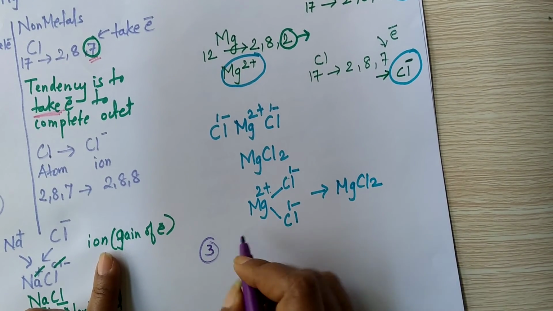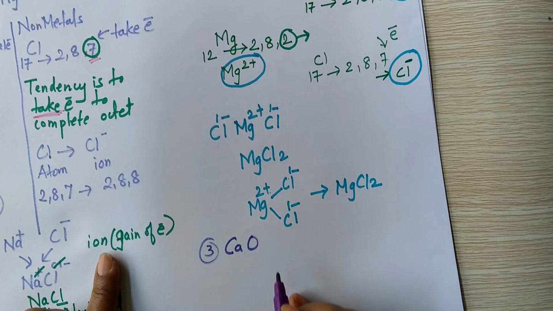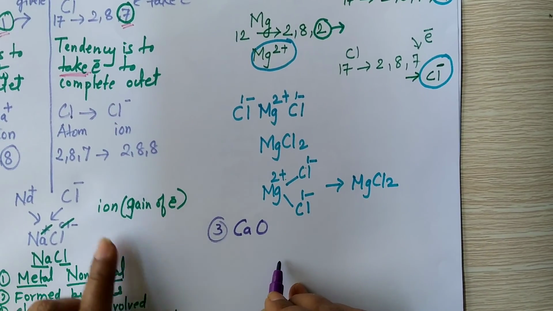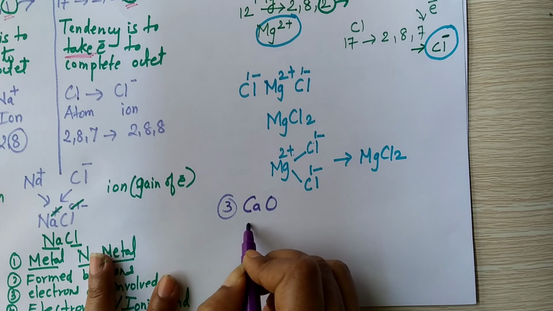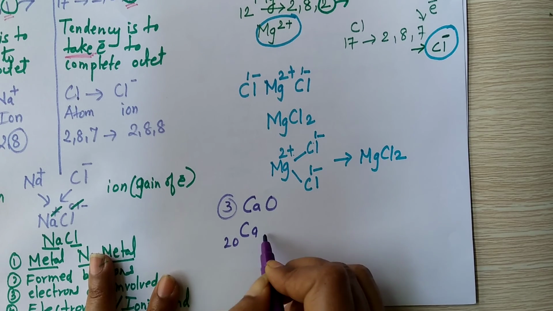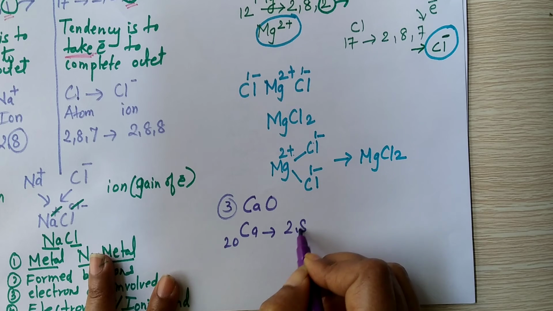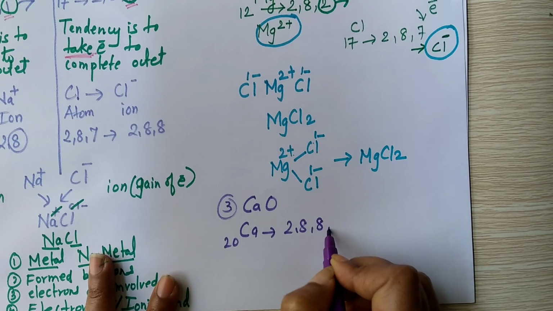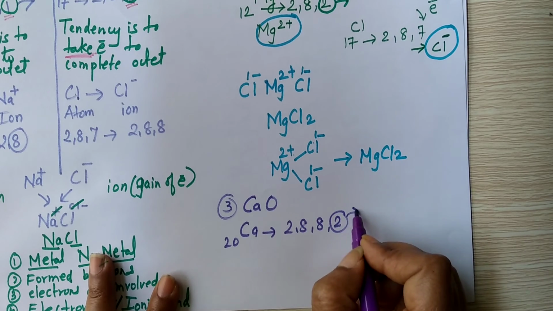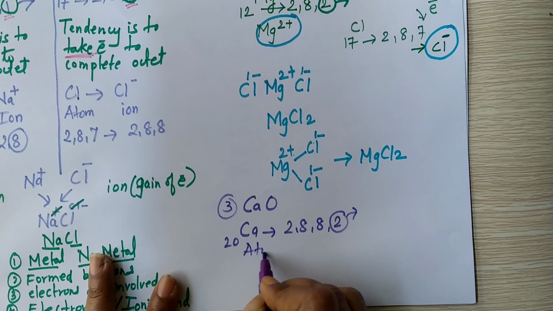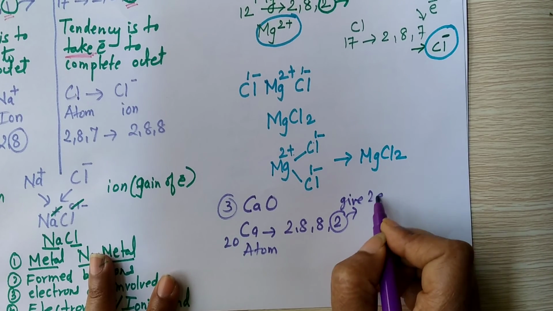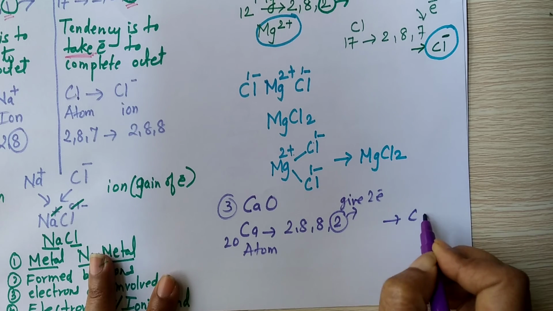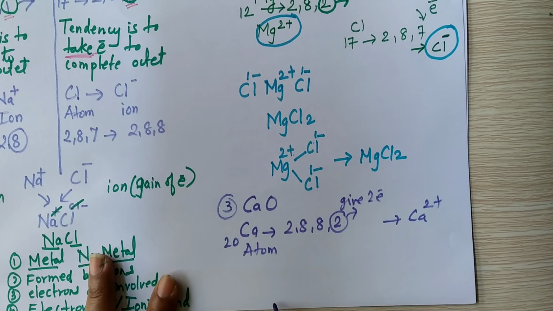Now let us see the third one, calcium oxide. Atomic number of calcium is 20. Electronic configuration is 2,8,8,2. It will give away these 2 electrons. This was atom. When it gives away 2 electrons, it becomes Ca2 plus.